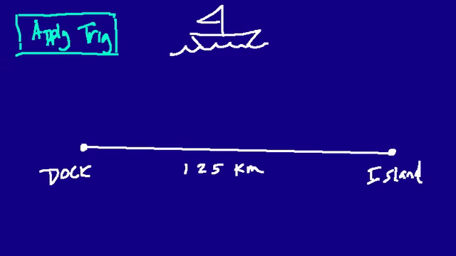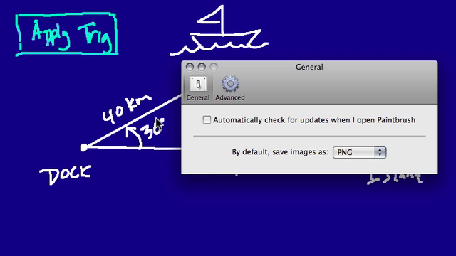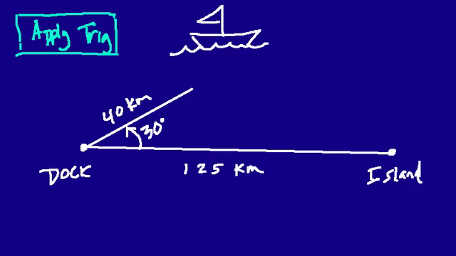If we sail off course, we've got to sail in some other direction that's not on the line. So what if we know that we sailed off course by about 30 degrees? And when we sailed off course, we went a certain distance, let's say 40 kilometers. So we sailed off course at an angle of 30 degrees for 40 kilometers. So then what do we do?